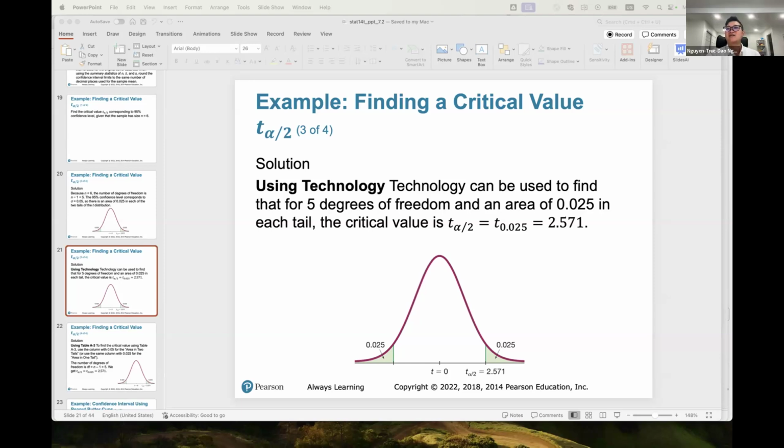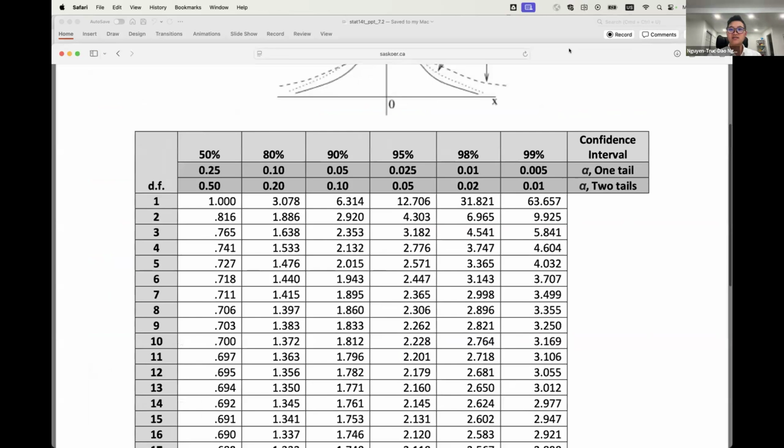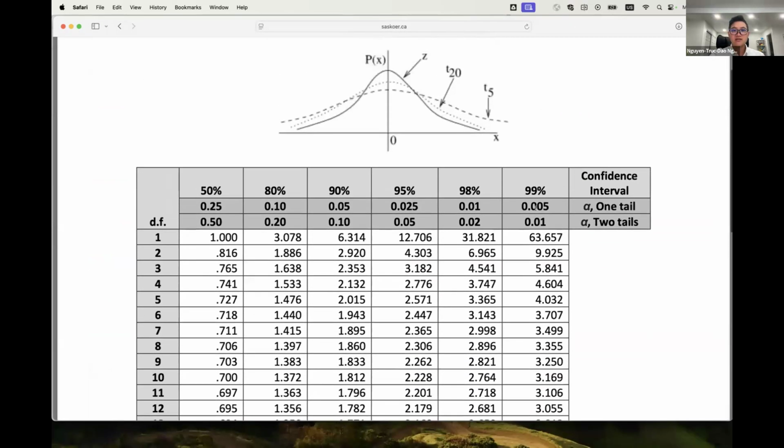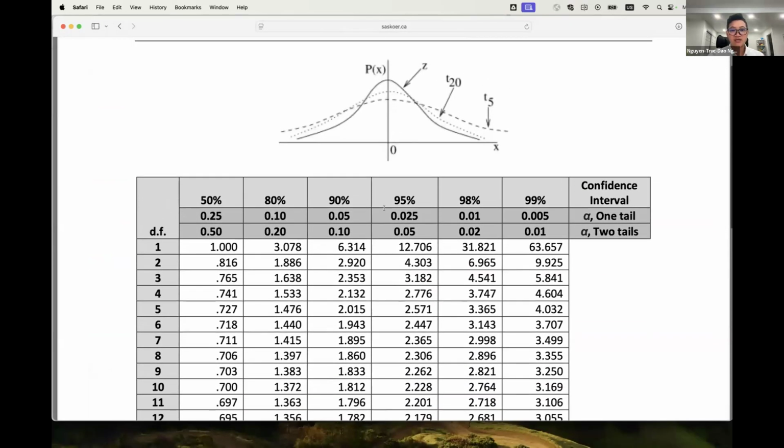Okay, 95%, 0.025. Here we go. Oh, I found it. Okay, I'm going to share. I think you can see my screen here, right? This is the table that we can use. This is the degree of freedom 5, and look at this one, 2.571. Are we good?